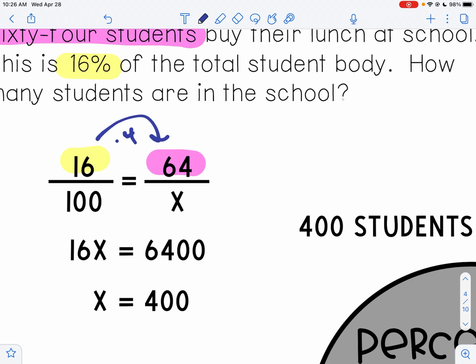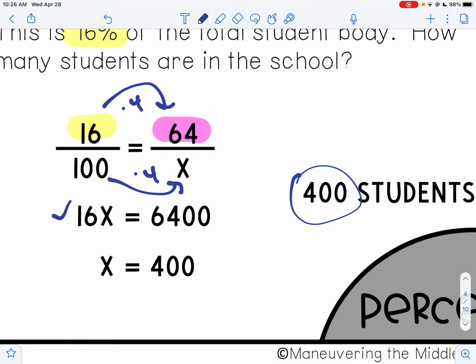16 times 4 gives me 64. And whatever I do on the top, I have to do to the bottom. So 16 times 4 is 64. 100 times 4 is 400. Now, they also gave you another example right here, that instead of finding that scale factor, they cross-multiplied. So 16 times x gives me 16x. 100 times 64 gives me 6,400. And then you just have to divide to get that x by itself.